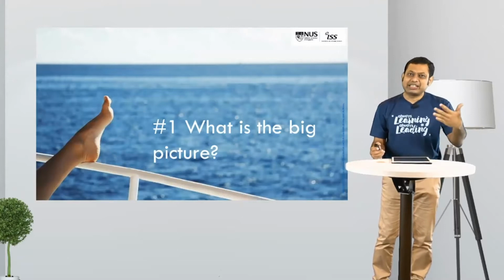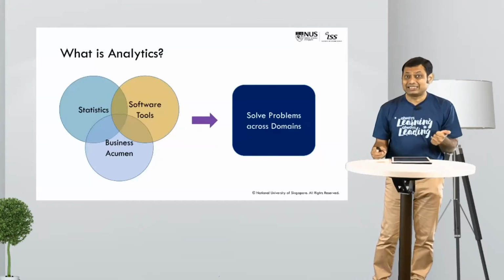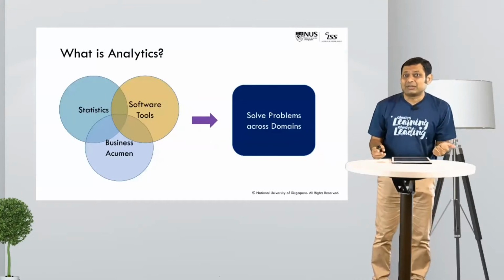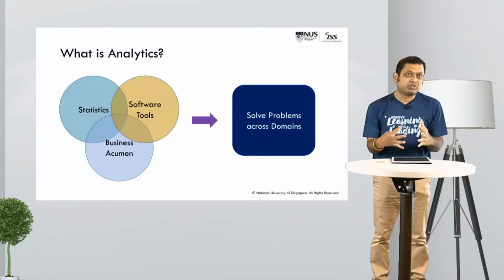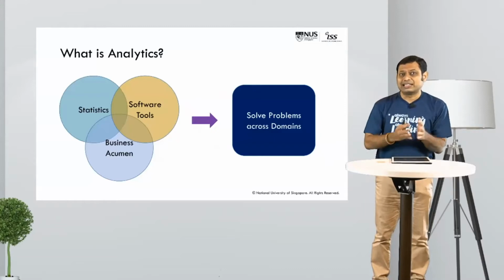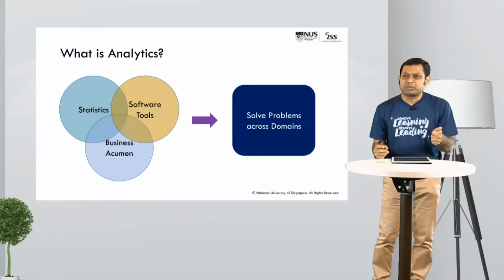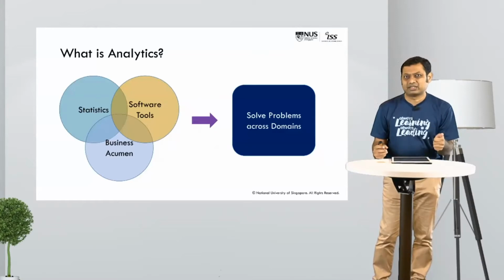The big picture is where you relax, look out at the horizon, and figure out what it is that you want to do. If you look at what exactly analytics is, it comes from 3 different disciplines that have to merge together. You have statistics, software tools, and underlying all of that is business acumen. You need the business acumen because you need to fundamentally solve problems across multiple domains.